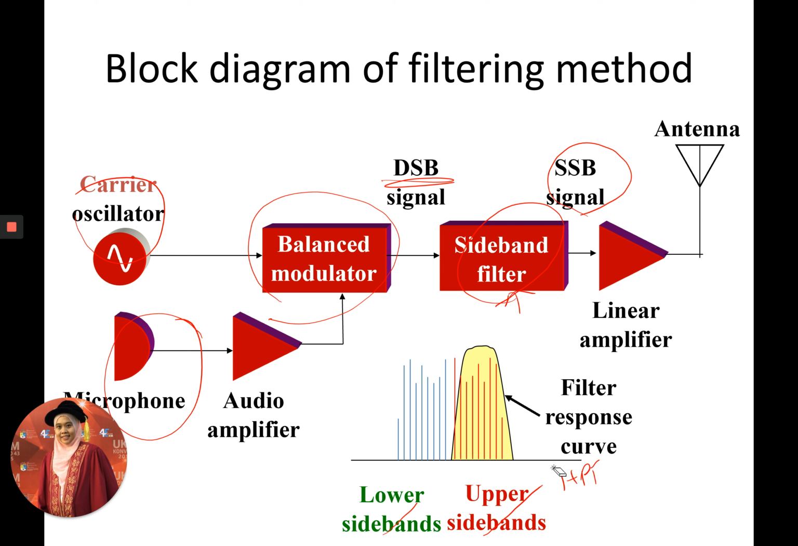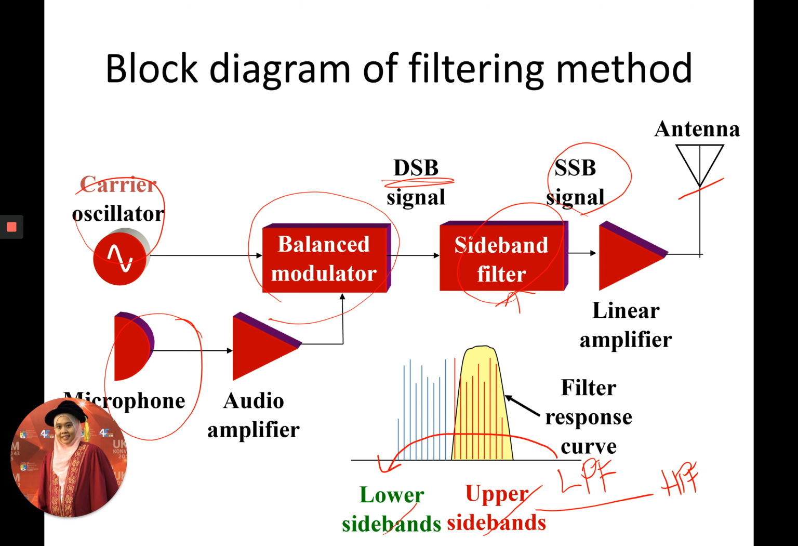A low pass filter, so that for this one you will allow only the lower sideband frequencies on the SSB. And if you want the upper sideband, you may use a high pass filter. Okay, and an amplifier to amplify the output signal, which is the SSB signal, before it can be transmitted through the antenna.